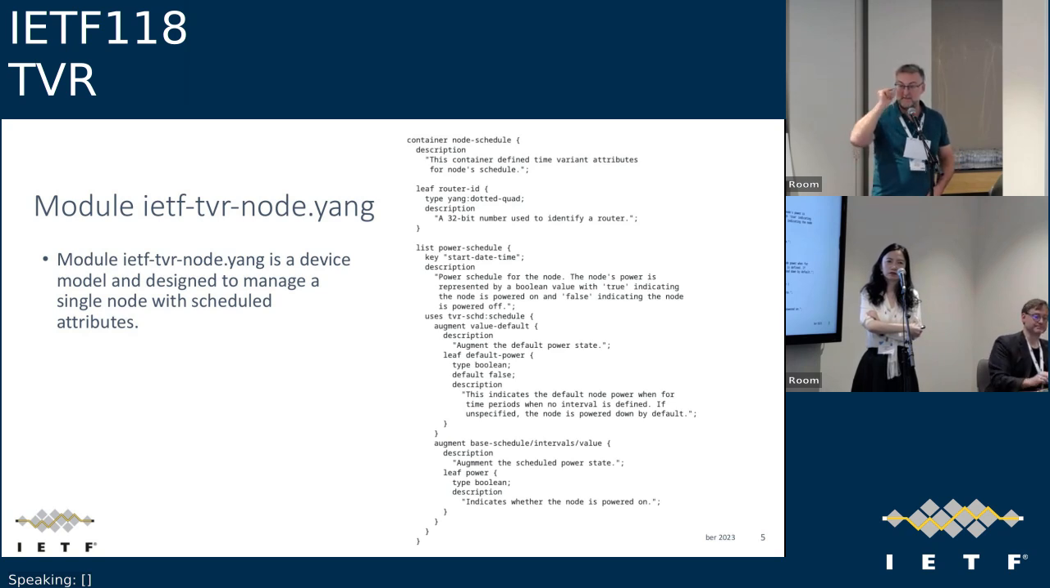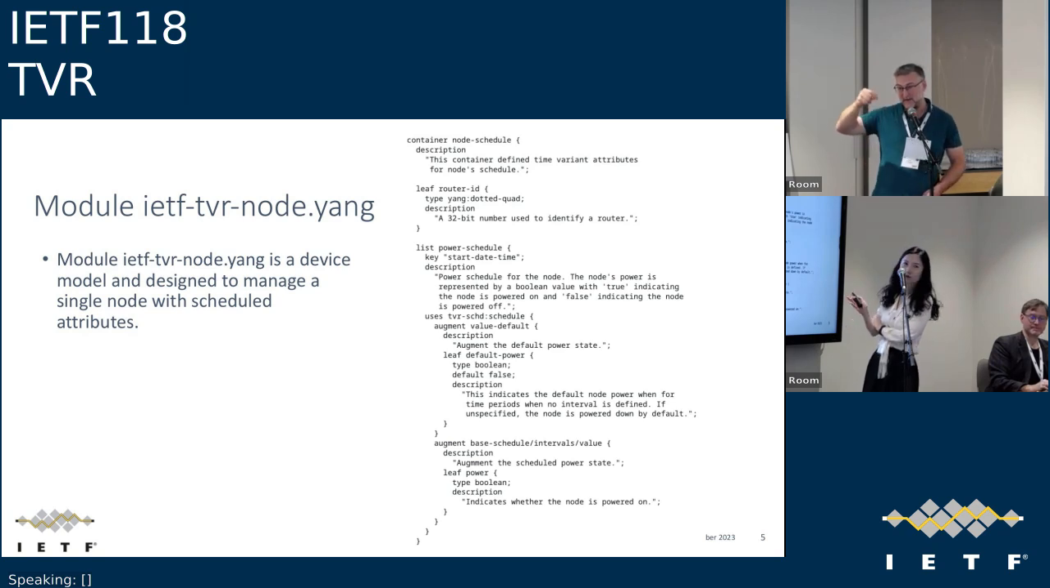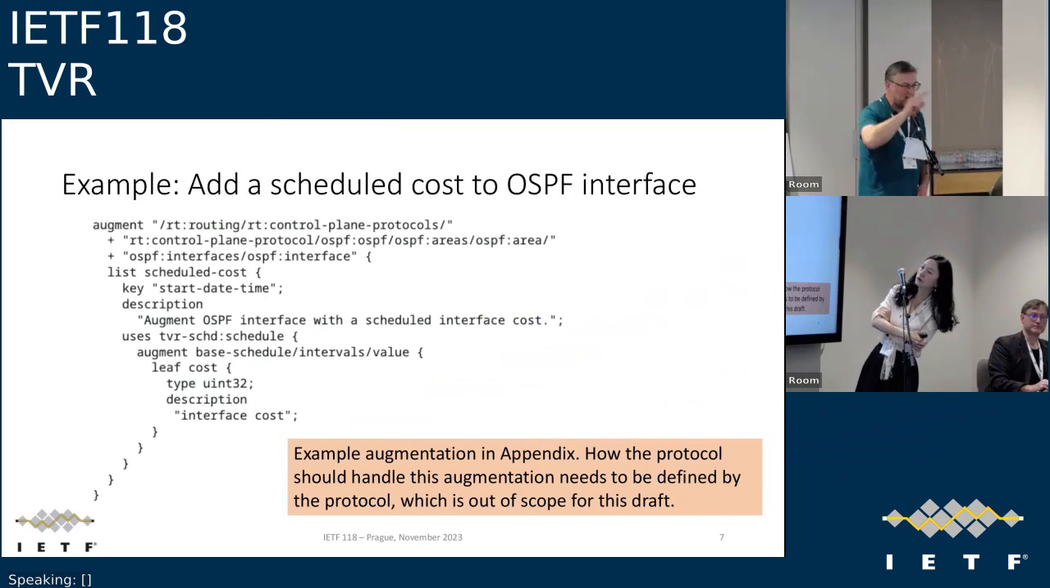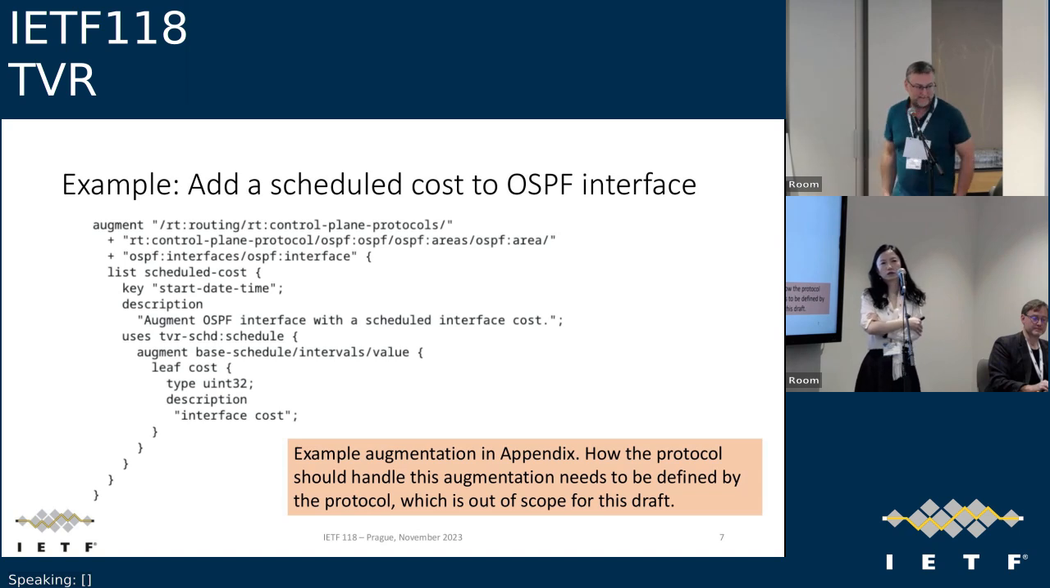I know this is the node module, but I see it as part of TVR, topology, and this is where I get confused. I think we need to be really careful, or we'll end up with YANG models that are a big bag of everything. And that's my question.